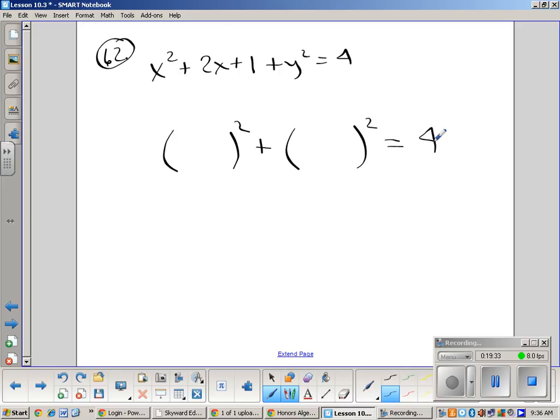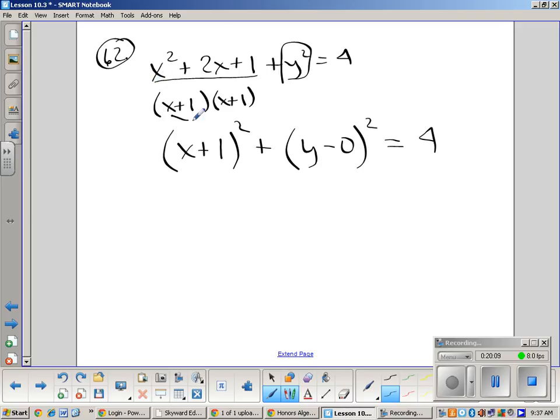We're kind of lucky here. Do you see other y terms or just the y squared term? Just the y squared. So that means this is really y minus 0. So this next one would be x plus 1. This factors into x plus 1 times x plus 1, looking at those three terms right there. 1 times 1 is 1, and this gives me 1x and 1x, which is 2x.